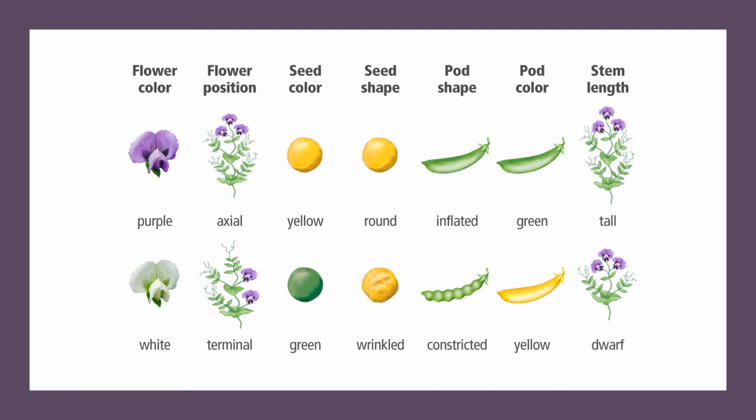All right, so some of the traits he looked at here, and you have the same image on your paper. You could look at flower color, flower position. So flower colors are purple or white.